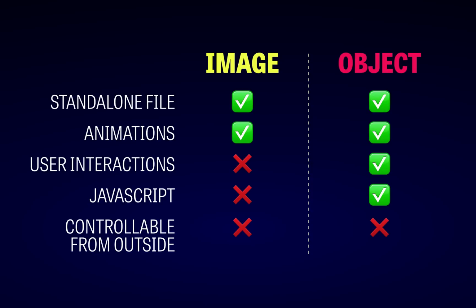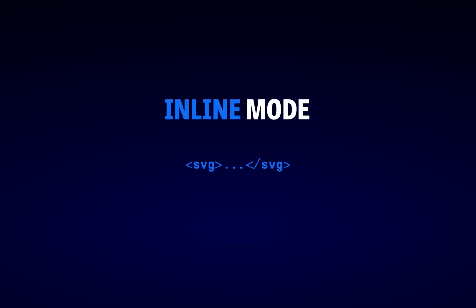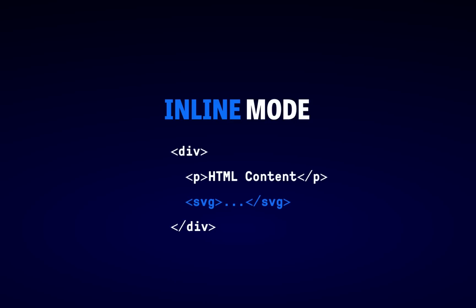But notice that it's still not controllable from outside. It's still a self-contained object, and if we want to change anything about it, we have to go back to the original file and make an edit. So while using SVG as images is certainly simple, it's not very flexible. If we want flexibility, we need to use SVG in the third mode, inline. By writing SVG markup directly in an HTML document, we find that all this separation of SVG and the rest of your app disappears, reducing the cognitive overhead of switching between them dramatically.